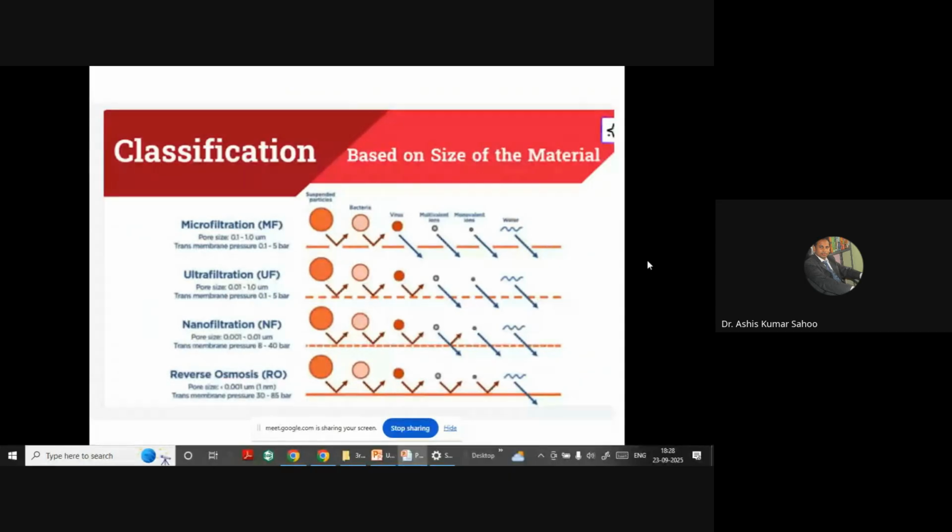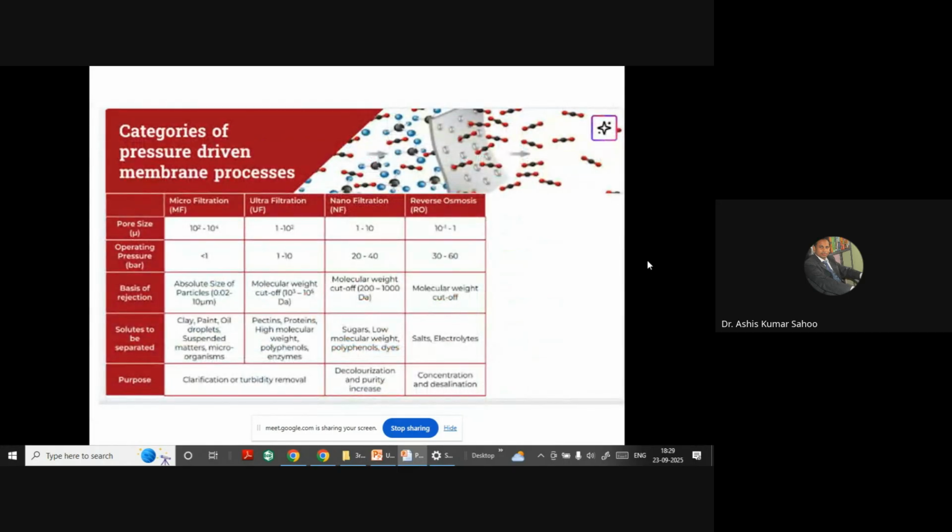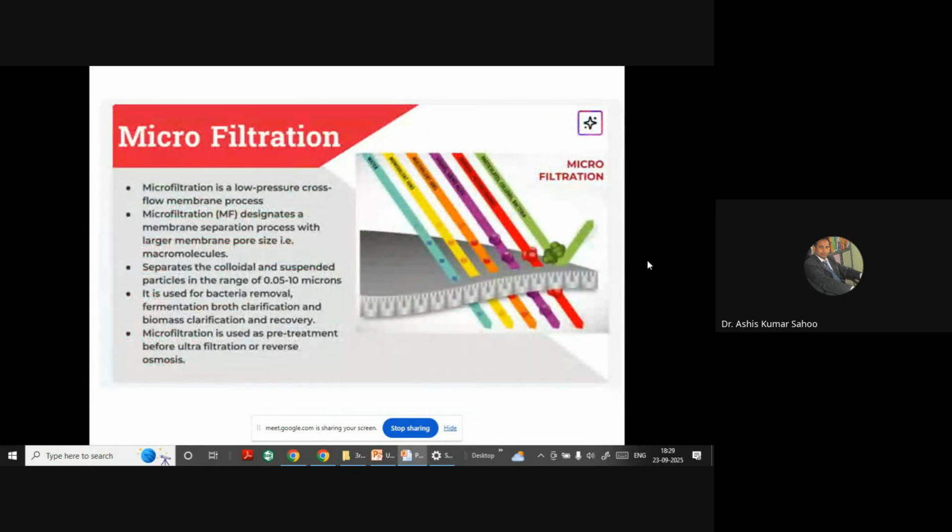Microfiltration, ultrafiltration, nanofiltration, and reverse osmosis, as we have discussed, depend on particle size. Under the pressure driven membranes we can see different categories of membranes. Microfiltration is a low pressure cross flow membrane process.